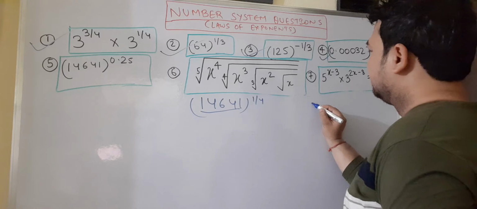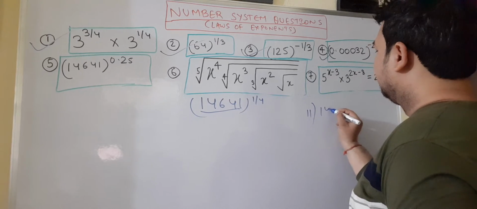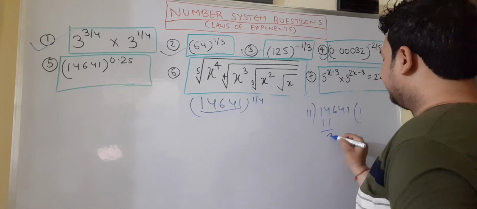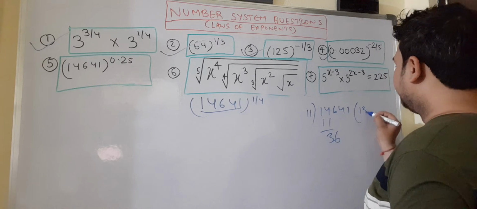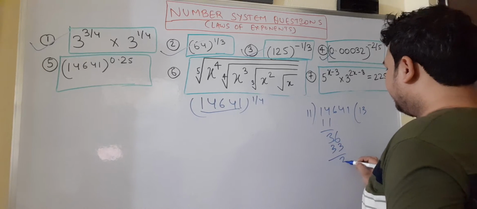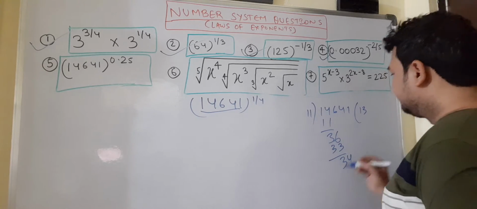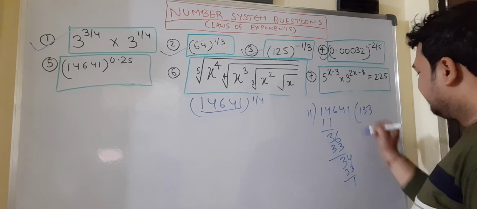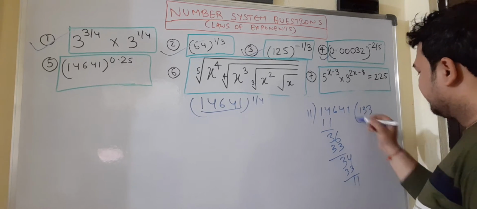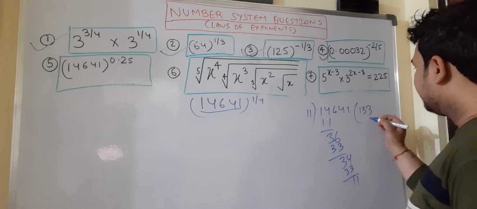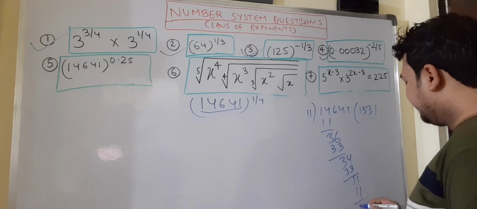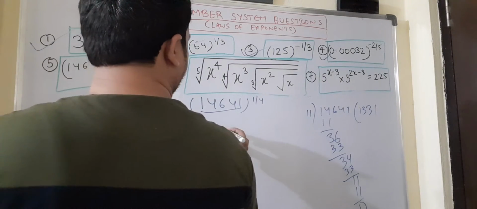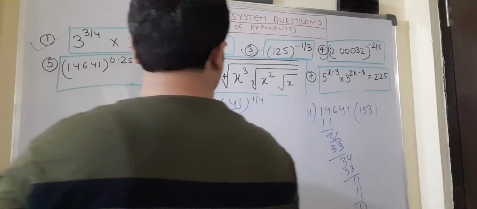So divide it by 11. 1, 4, 6, 4, 1: 11 1s are 11, 3, 6, 11 3s are 33, 3, 4 will come down, 11 3s are 33. 1 is remaining, 1 will come down from here to this position and 11 1s are 11, remainder 0. So you can write it as 11 into 1331.